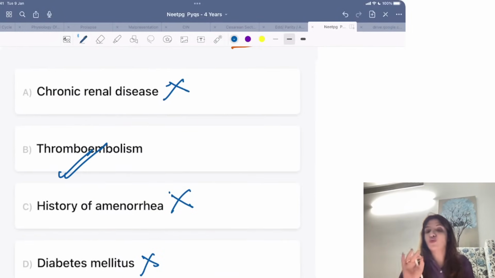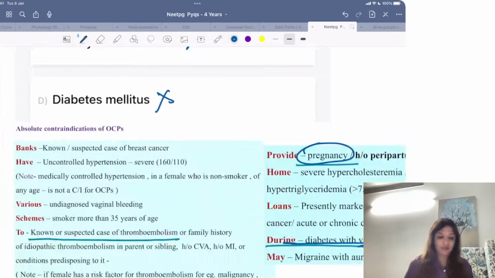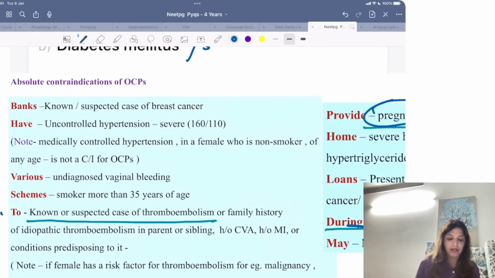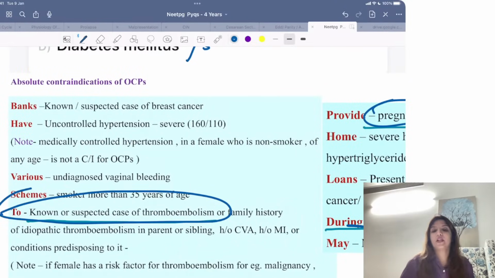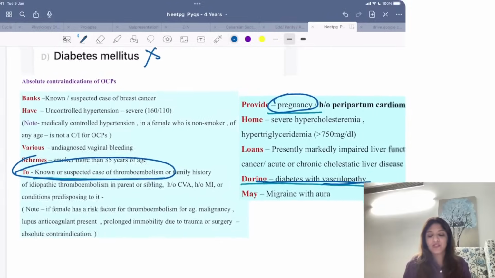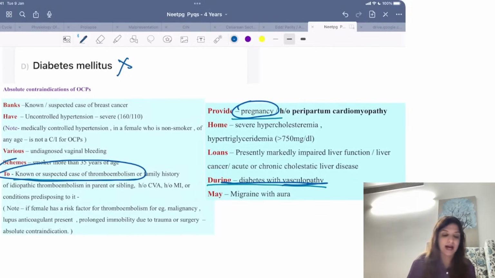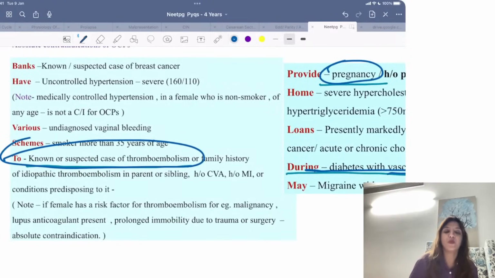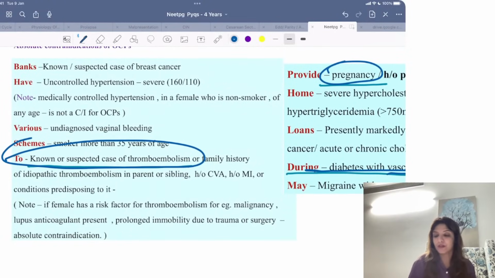Thromboembolism is an absolute contraindication to OCPs, right? So thromboembolism is an absolute contraindication to OCPs. Absolute contraindication of OCPs, which is also called WHO category 4, is very, very important for all of you. I want all of you to take a screenshot of these absolute contraindications and keep it with you. This is very, very important.